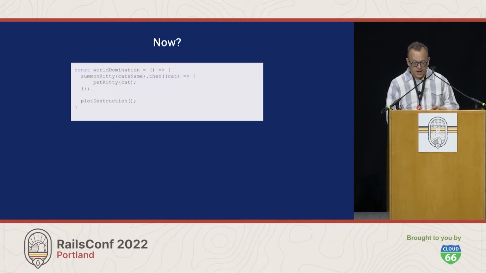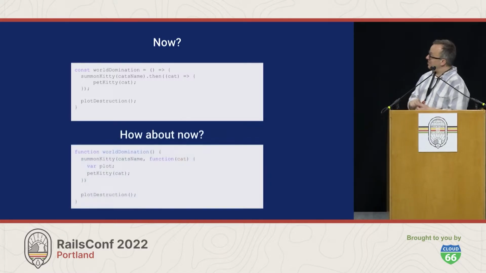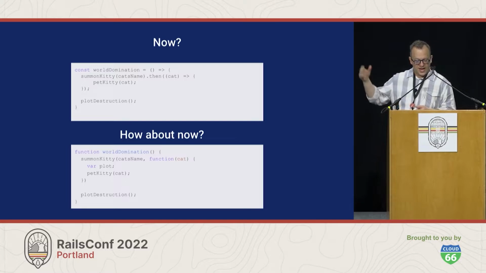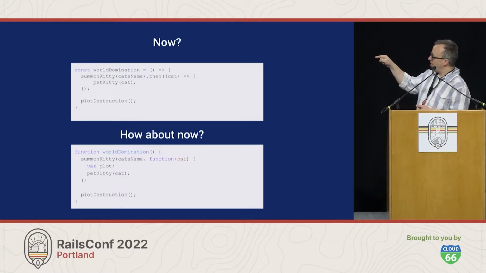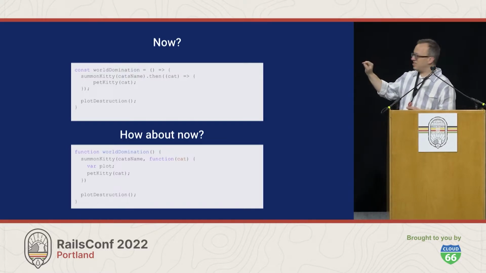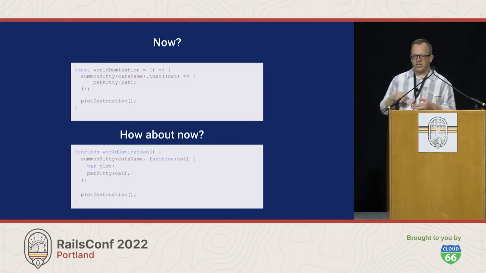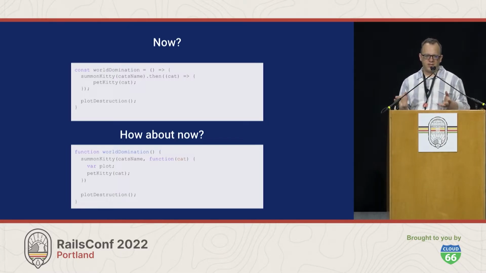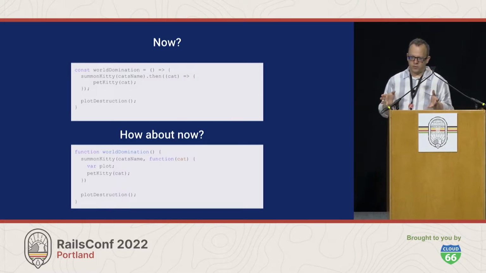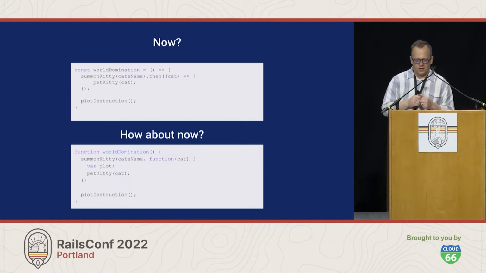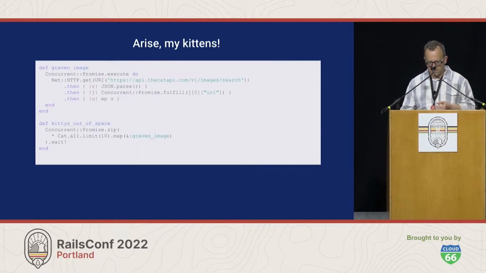And if you're as old as I am, you might realize that it's semantically equivalent to these kinds of callbacks. And in the last example, it's clear that plot destruction actually gets called before we pet the kitty. We don't need to wait around for summon cat to finish before we start plotting destruction, because we don't need the cat to plot destruction, even if he wants to participate.